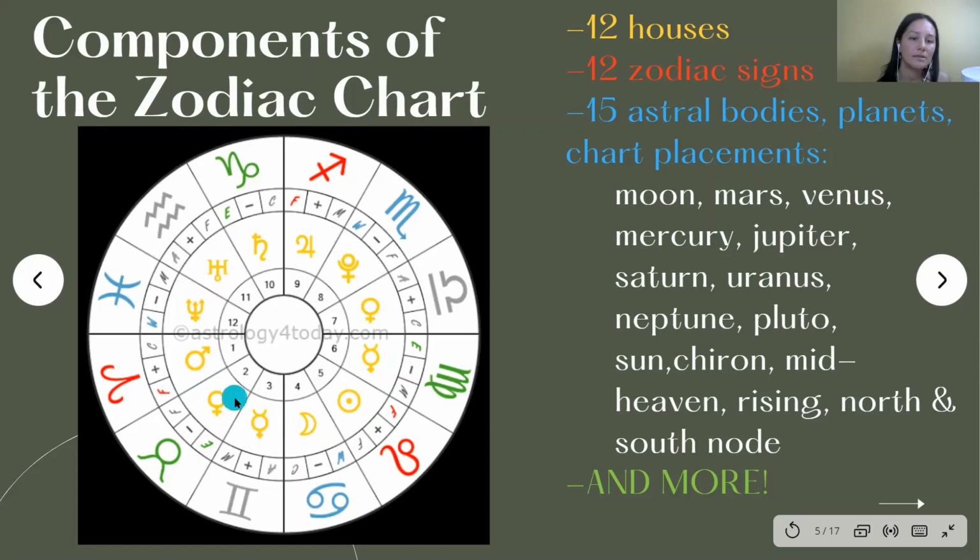So we've got Mars, Venus, Mercury, the moon, the sun. Mercury's here again. There's Venus, Pluto, Jupiter, Saturn, Uranus, and Neptune.